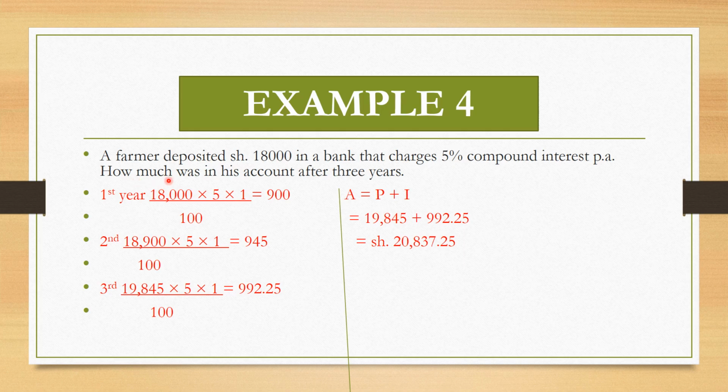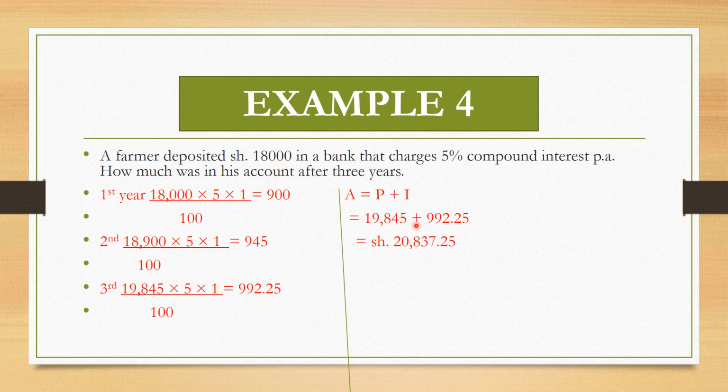And because I'm finding amount, if you look at the question here, nobody is asking you to find the interest. The question is asking you to find the amount, and amount is equals to principal plus interest. But your principal should be the last one that you use, and the interest should be the last one. What is the last principal that you used? It is 19,845. What is the last interest that you got? 992.25. So this is what you're going to add.